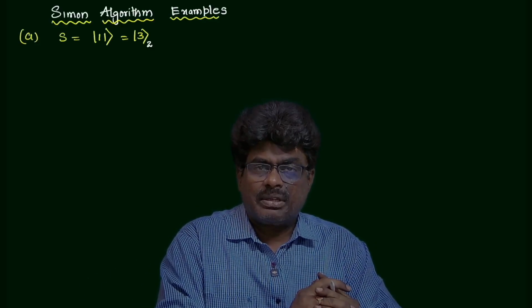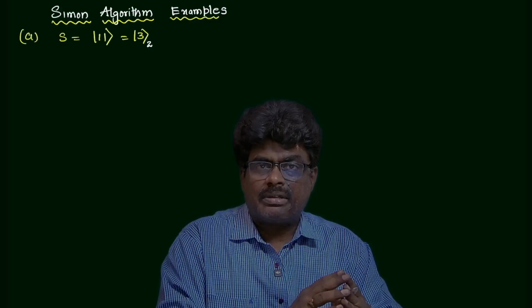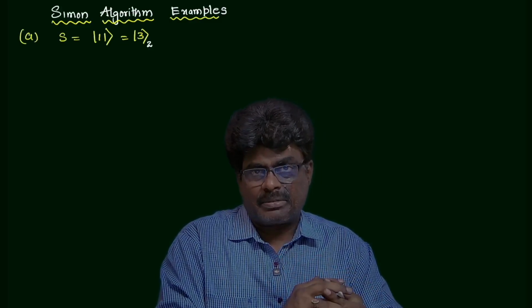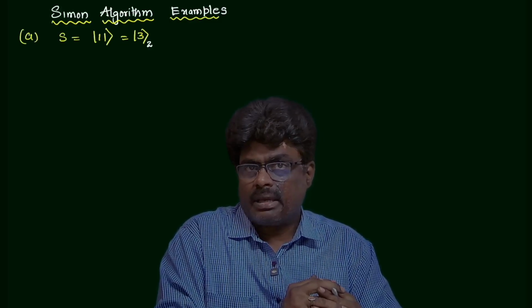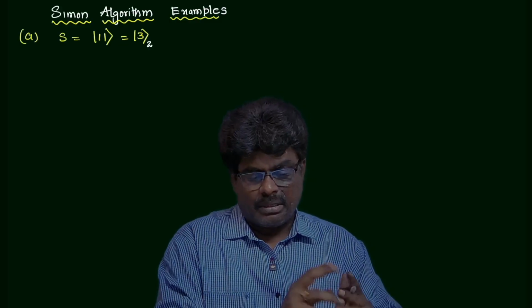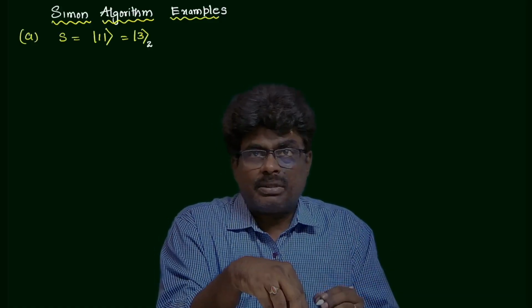So in the last lecture we discussed the Simon algorithm, and in this lecture we are discussing some examples. The first one, a 2-qubit example I have taken. The hidden variable s is equal to 3 here. That means 11 in the binary notation. So here, once again, go through this algorithm.